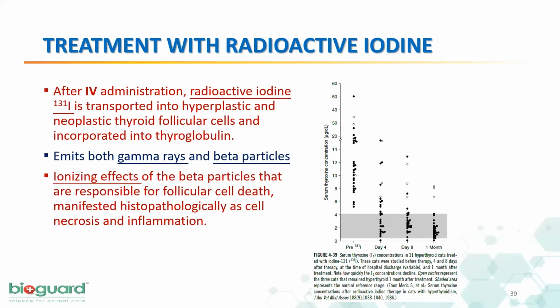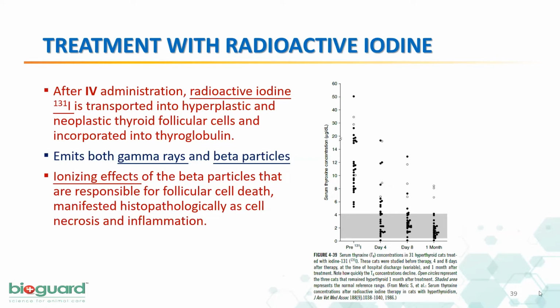thyroglobulin, and it will start emitting gamma rays and beta particles. Because of the ionization effect of gamma rays and beta particles, the follicular cells will undergo apoptosis, or cell death. Since these are the carcinoma cells, because of that there will be control of the hypergrowth of the thyroid gland.